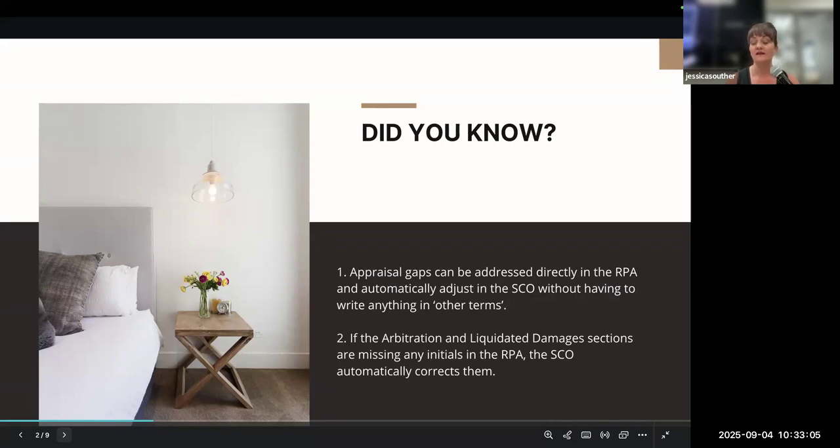All right, and then the second one, did you know if the arbitration and liquidated damages sections are missing any initials in the RPA, the seller counteroffer automatically corrects them or excludes them. And I'll go over that in detail as well. But those are two things that don't get talked about a lot in a counteroffer.